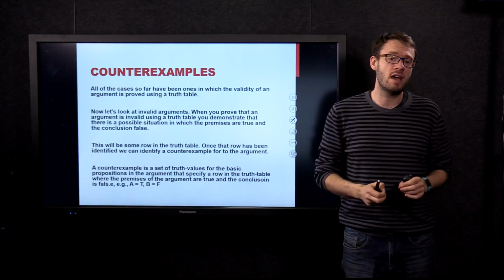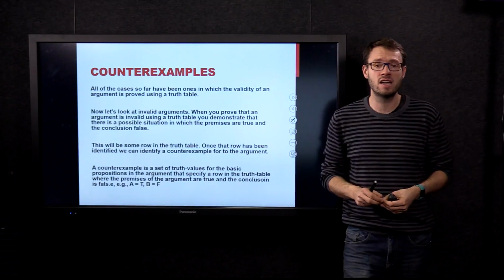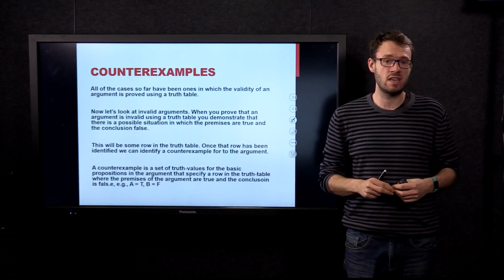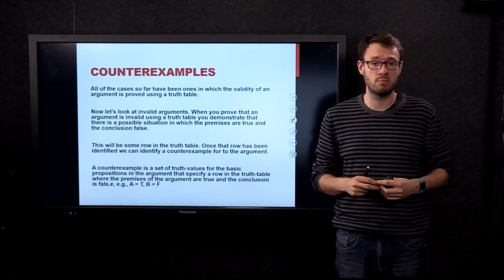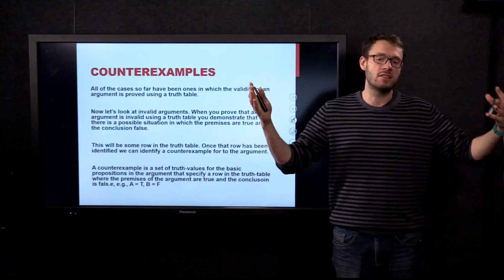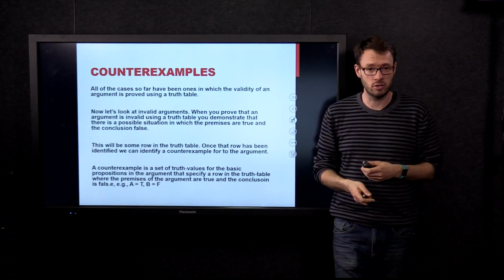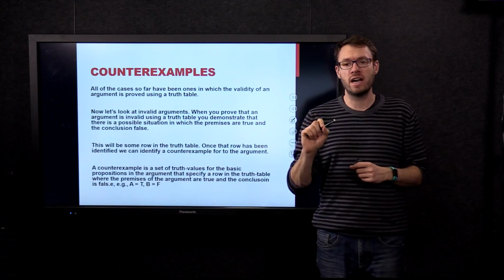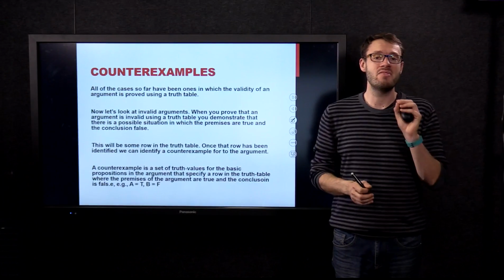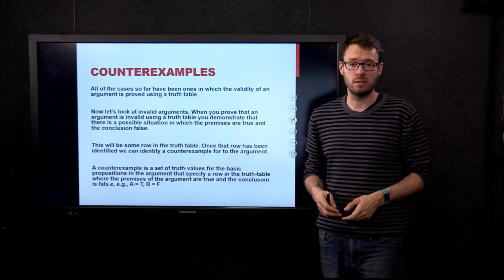It's important to note that there isn't always just one row that turns out to be a counterexample. You could have an argument where every row is a counterexample, or you can have 2 rows, 3 rows, and so on. There could be any number of rows. It really depends on the particular argument that you're looking at. All you need for an argument to be invalid is one row in which the premises are true and the conclusion is false, and that one row is sufficient to formulate a counterexample against the argument.